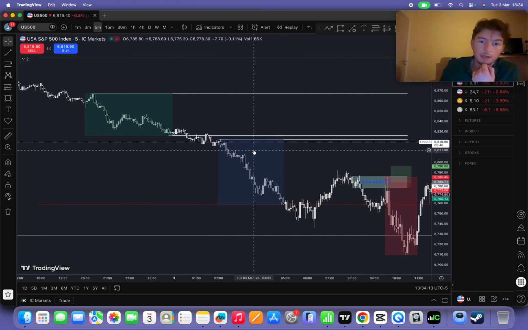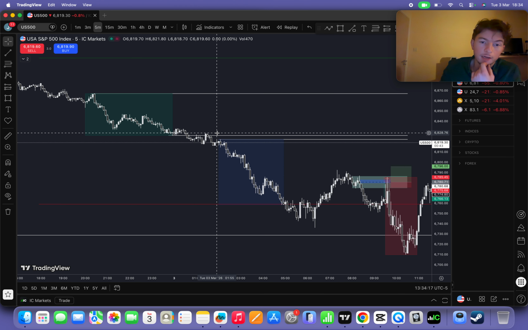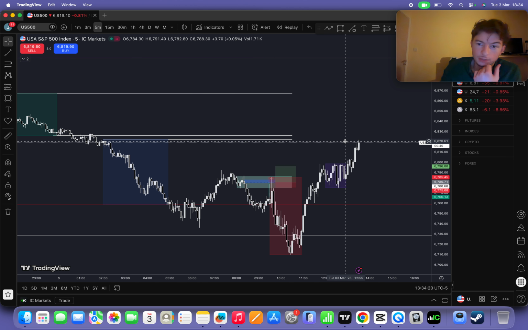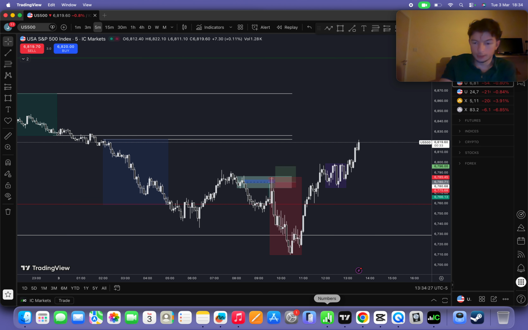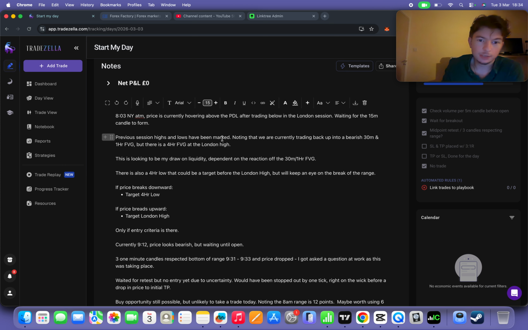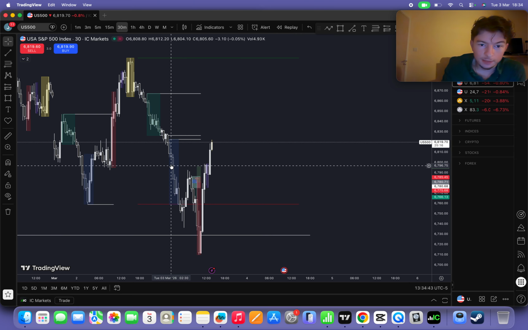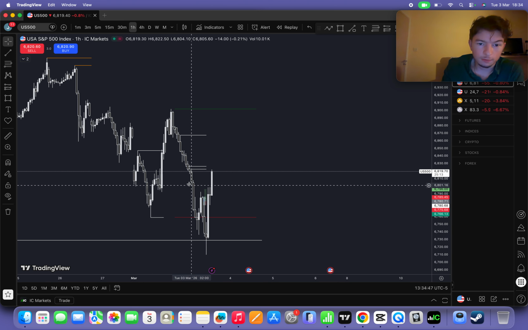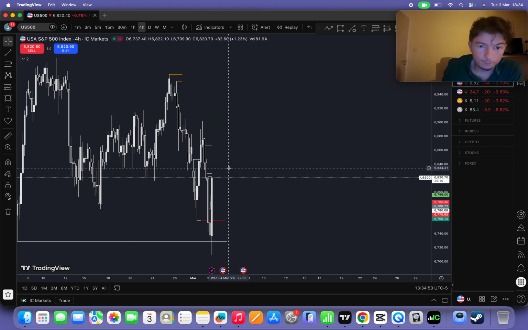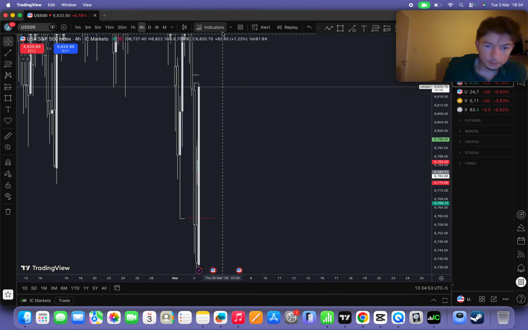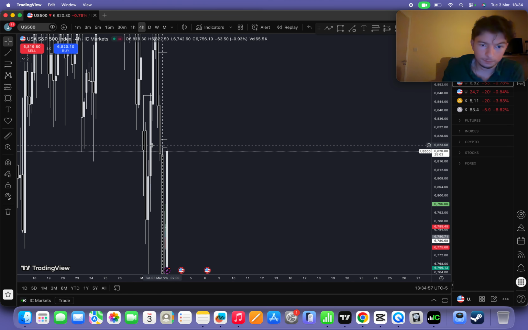I marked out the London high, Asia low, Asia high as potential draws. You can see we're now coming into the PM session. My initial idea was previous session highs and lows marked, noting that we're currently trading back into a bearish 30-minute and 1-hour fair value gap, but there's a 4-hour fair value gap at the London highs. What I meant by this was we were trading back up into this here on the 1-hour chart, which is also a fair value gap there. However, on the 4-hour, that's the London high and the Asia high there, a nice little gap, and I would anticipate we see a reaction from there.